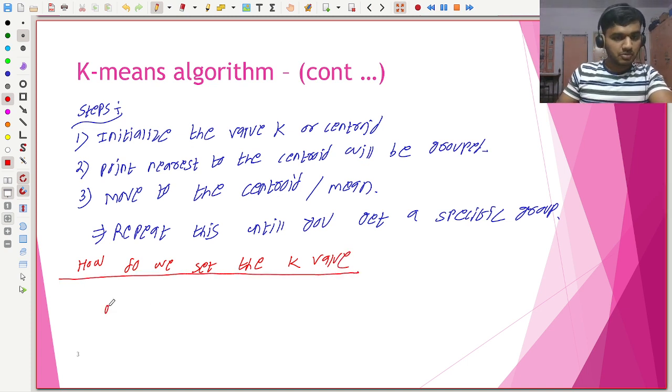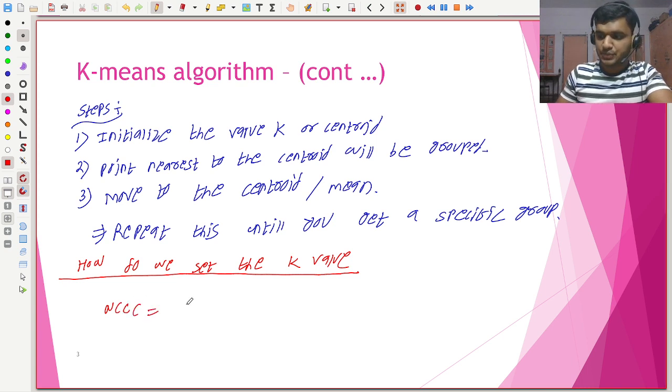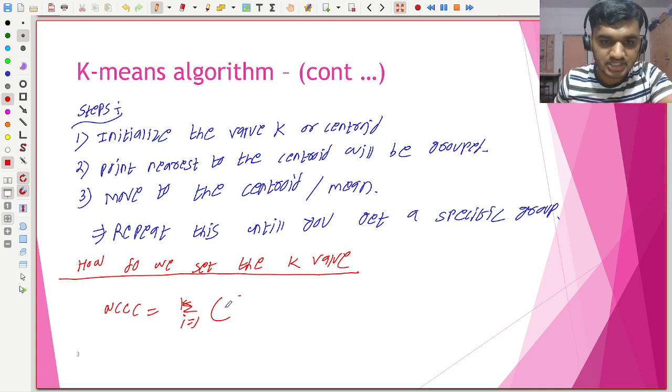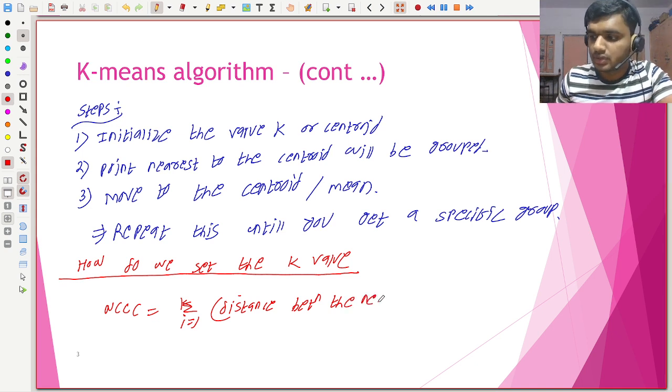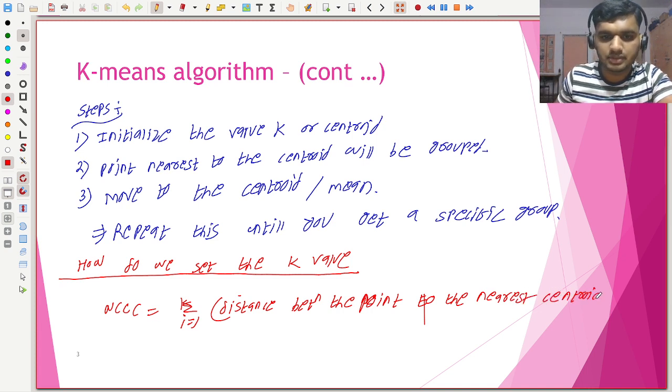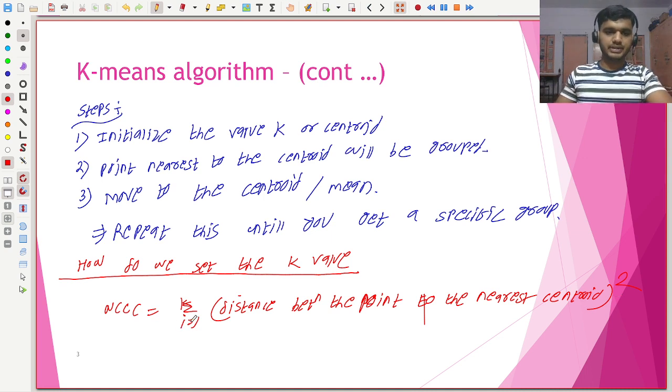There is a formula, WCSS, equal to the summation from i equal to 1 to k of the distance between the point and the nearest centroid, the whole squared. It is the formula of WCSS.